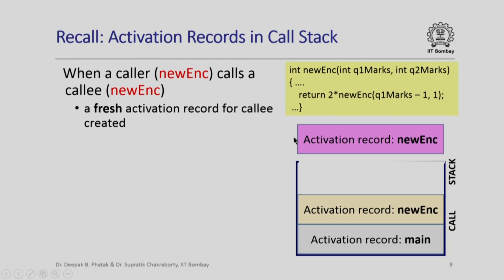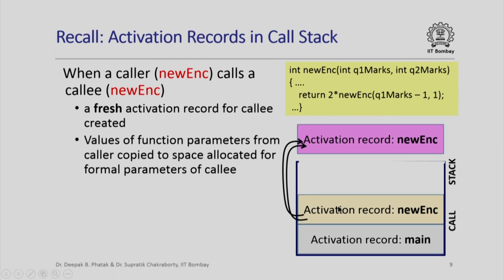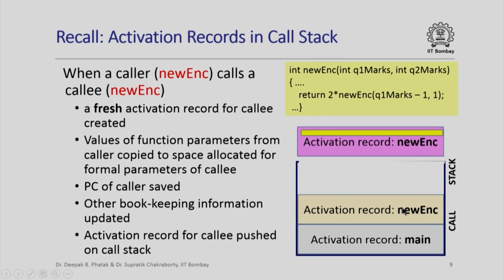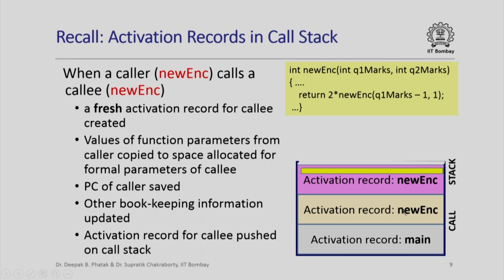Whenever we encounter a function call, a fresh activation record for the callee must be created. So the callee here is newenc. The values of function parameters from the caller, which is again newenc, will be copied from the activation record of the caller to the activation record of the callee. The callee also happens to be newenc, although these two activation records are distinct. The PC of the caller, which is newenc, is saved, and other bookkeeping information is updated, and finally the activation record of the callee is pushed onto the call stack.